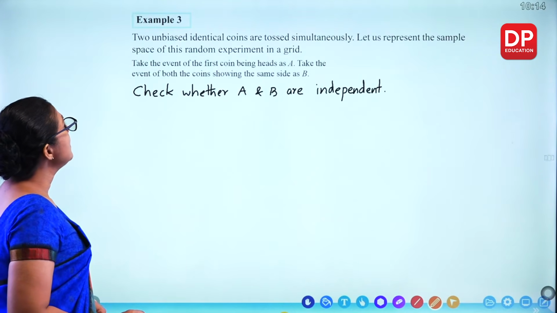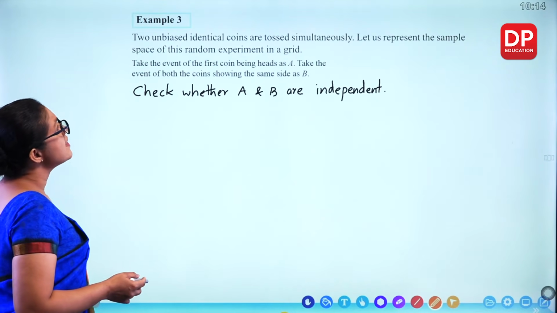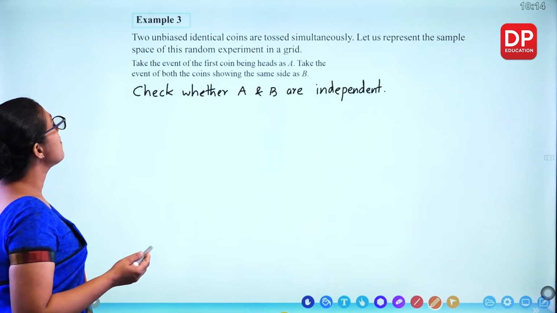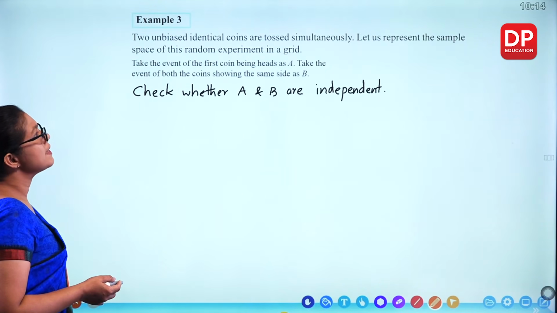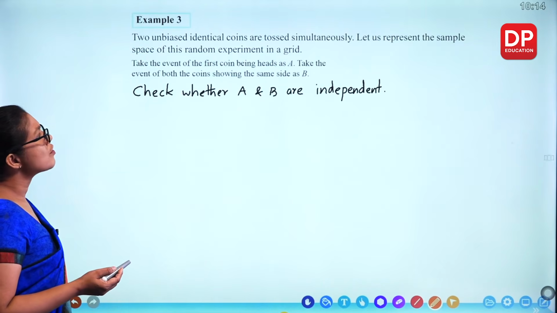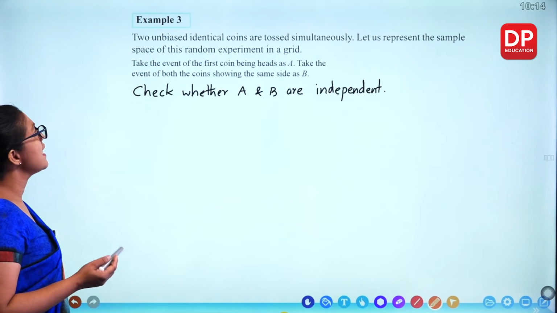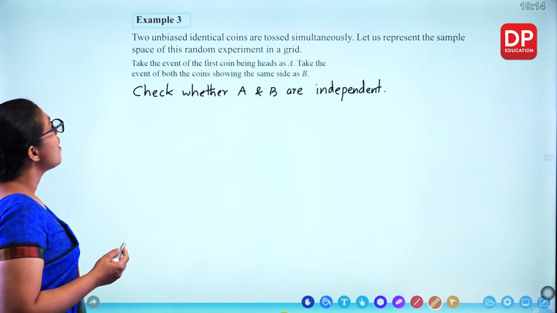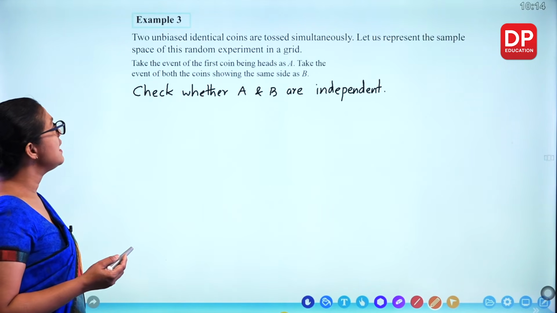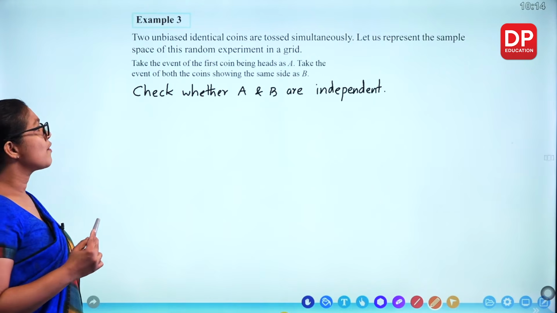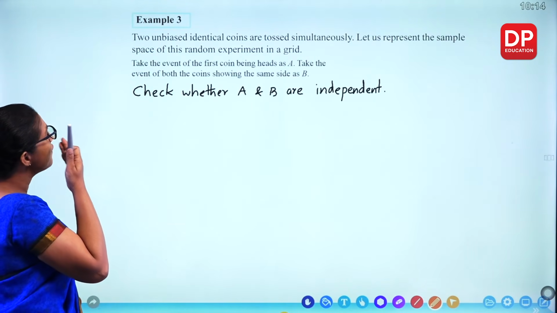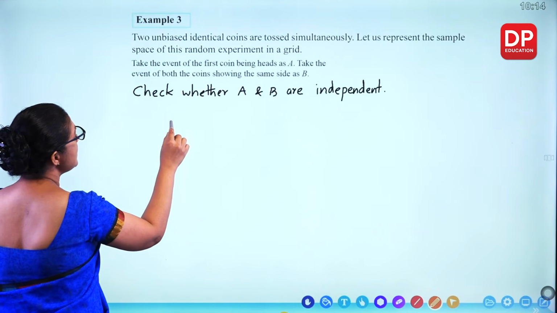Example number 3, two unbiased identical coins are tossed simultaneously. Let us represent the sample space of this random experiment in a grid. Take the event of the first coin being heads as A. Take the event of both the coins showing the same side as B, and you are asked to check whether A and B are independent. So we'll first try to draw the sample space grid.